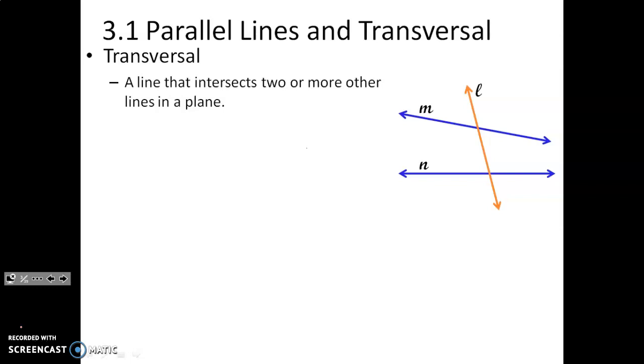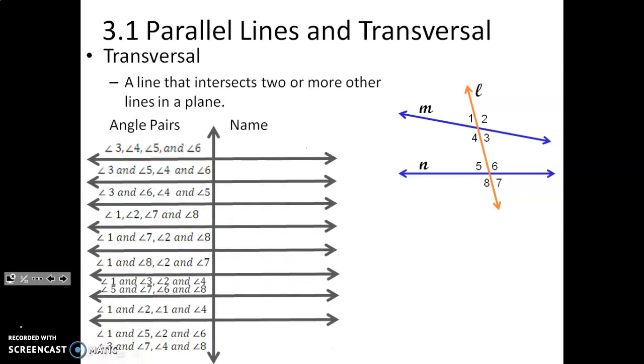Now with that transversal, we get 8 angles. So we're going to really focus on the angles in this chapter that those lines create. And we need to come up with some terminology for those. So here's all the different relationships you're going to see, and then we're going to name them all here. The first ones, 3, 4, 5, 6, are in between lines M and N. So in between, we call those interior angles.